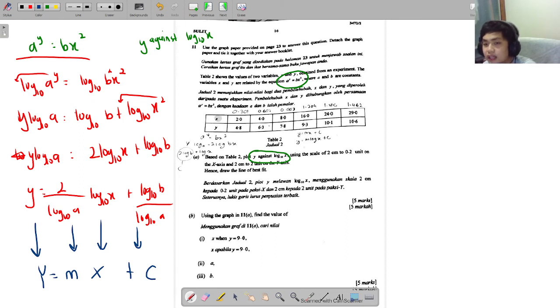That's why when they give you x here, you can't just use the x here, you have to make all of it the log 10 versions of themselves. So you need to log all of the x values here, while the y you can retain the same. So at the end of the day, you'll get a straight line.